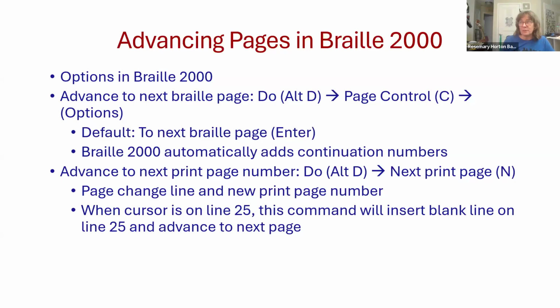To advance to the next print page, the command is do next print page or N, and it'll take you to the next print page. It inserts the page change line and new print page number. And when the cursor is on line 25, the command will just advance to the page number will begin at the next page number. 25 will be blank.